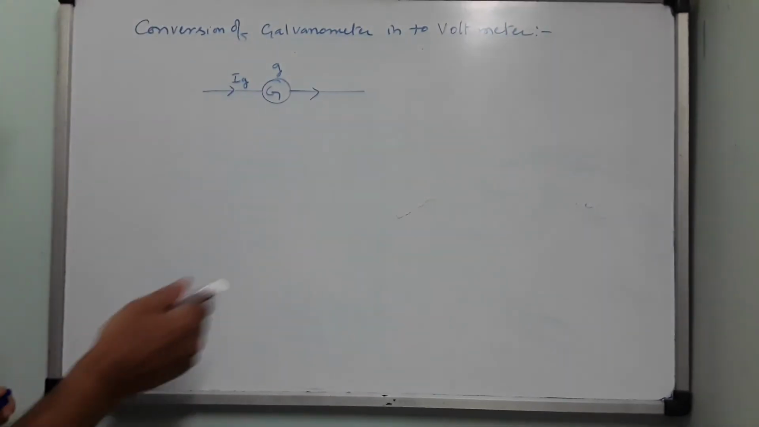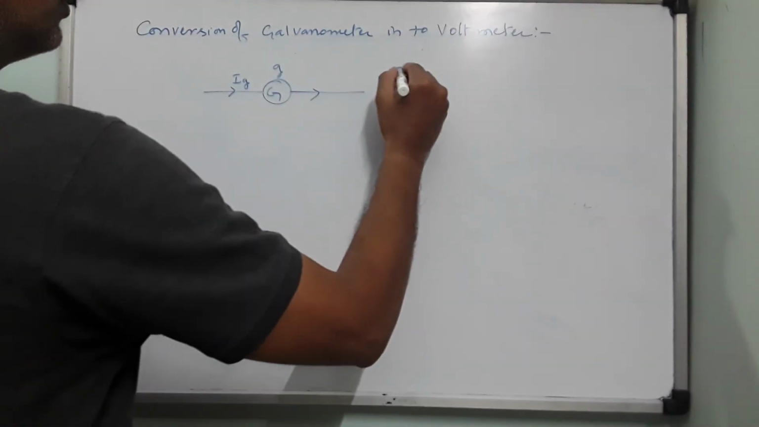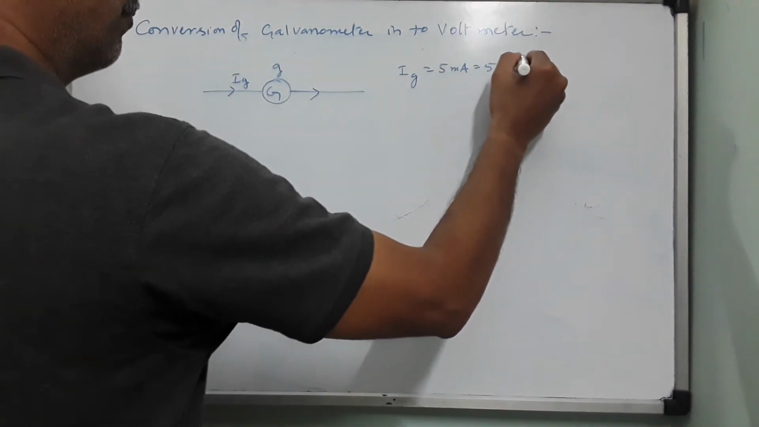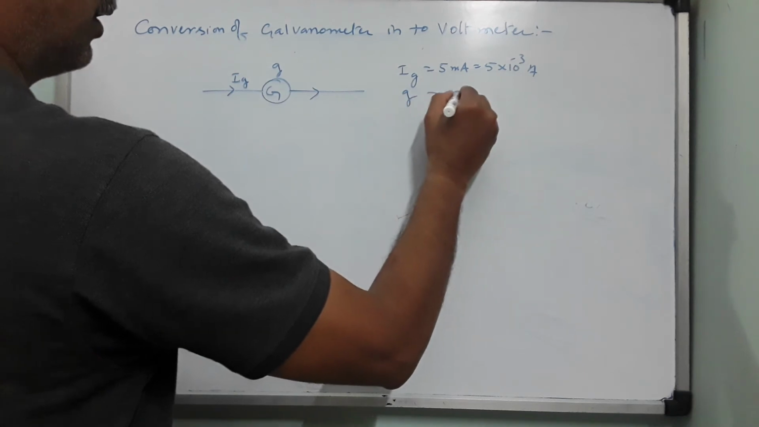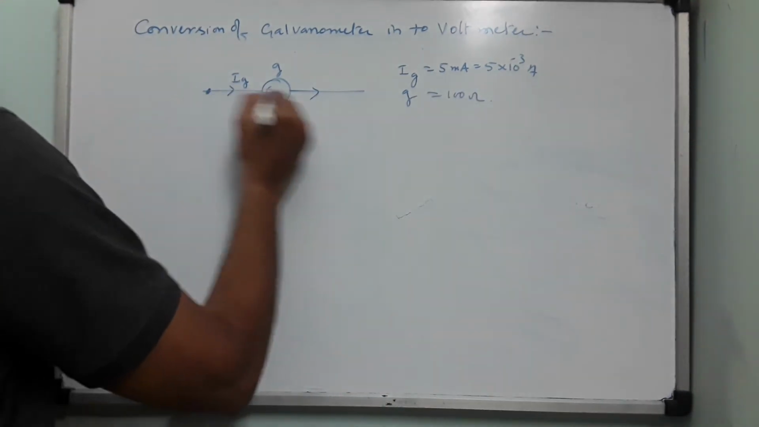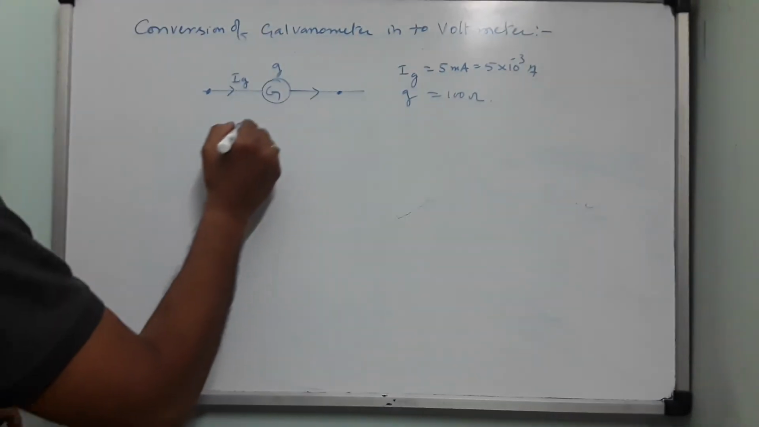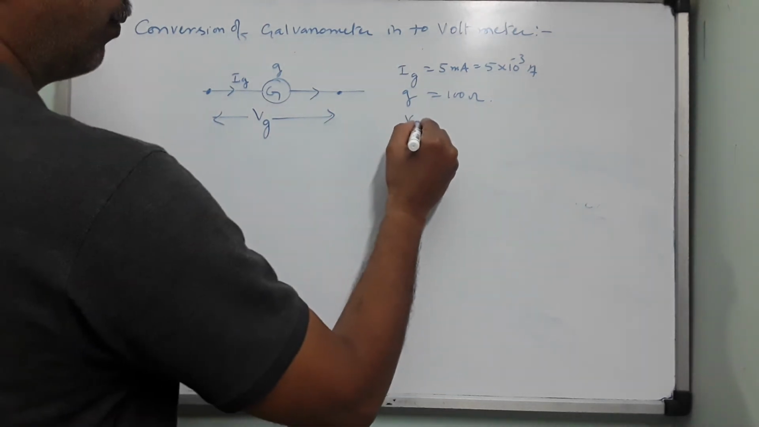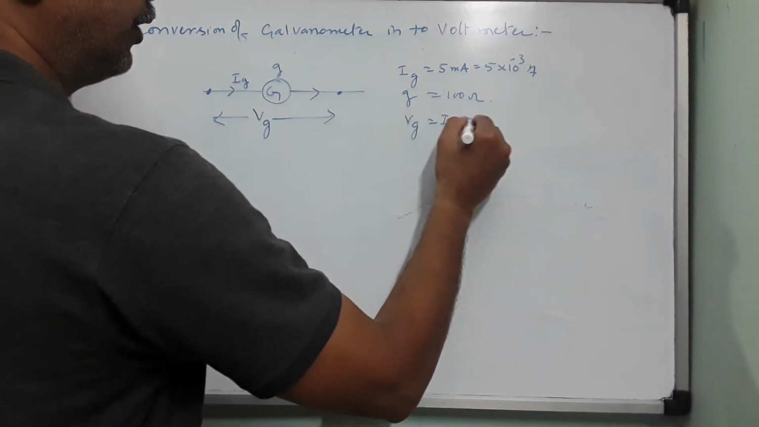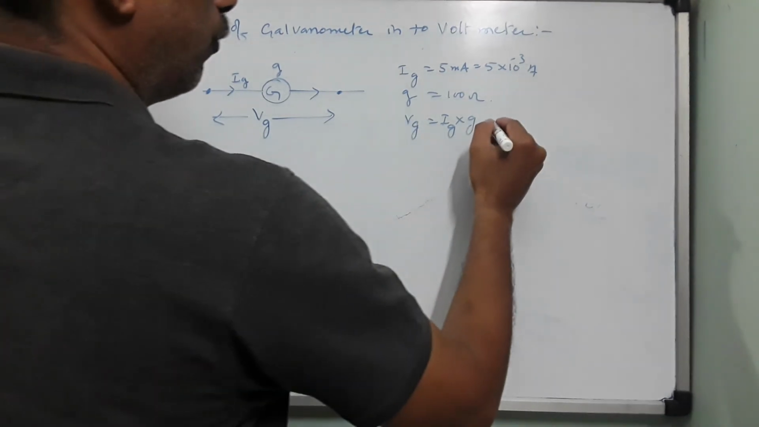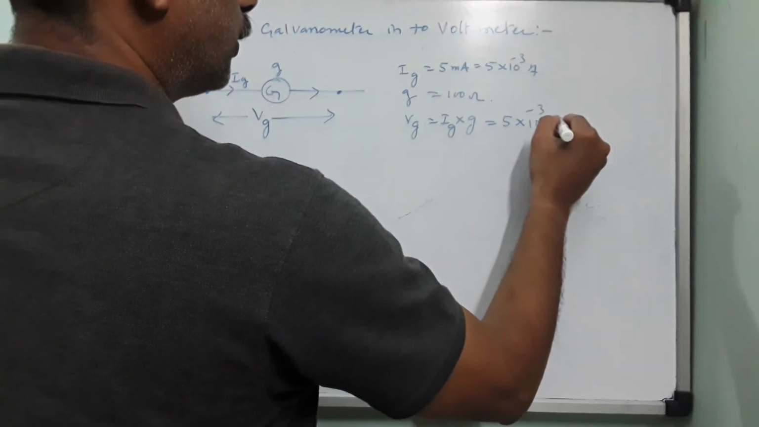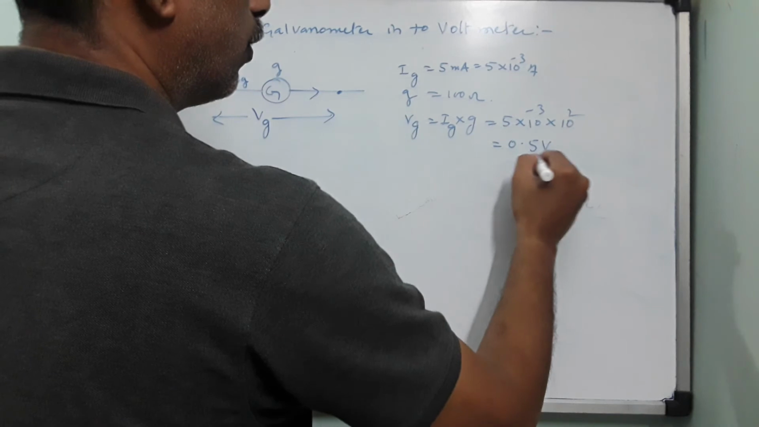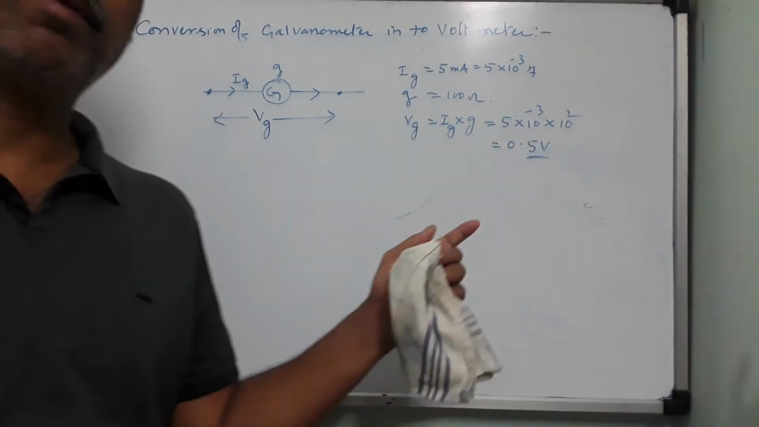So now let me check. Suppose Ig is, for example, 5 milliampere. So this is 5 into 10 power minus 3 ampere. The galvanometer has a resistance of 100 ohm. Now between these 2 points, if I take a voltmeter and measure the voltage across the galvanometer as Vg, this Vg will be Ig into G, from Ohm's law. Ig is 5 into 10 power minus 3, G is 100, so 10 power 2. So how much will you get, children? 10 power minus 1, 0.5 volt. This is a very meager potential difference, children.